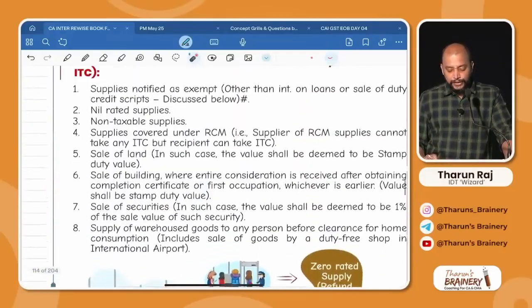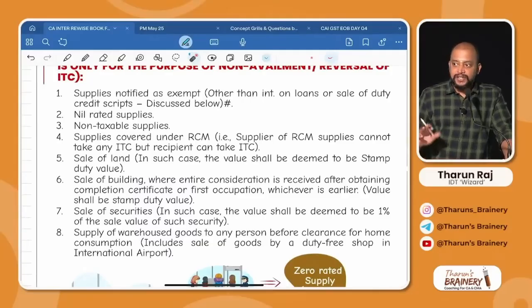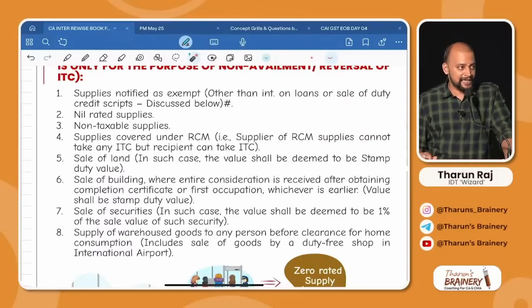So we understood now the meaning of exempted supply. Total 8 points you need to remember. First three, general meaning of exempted: notified as exempted, nil rated, non-taxable. Next one, supply covered under RCM. Next 4, even though not a supply, treated as exempted supply: sale of land, sale of buildings, sale of securities, and supply of warehoused goods under customs.